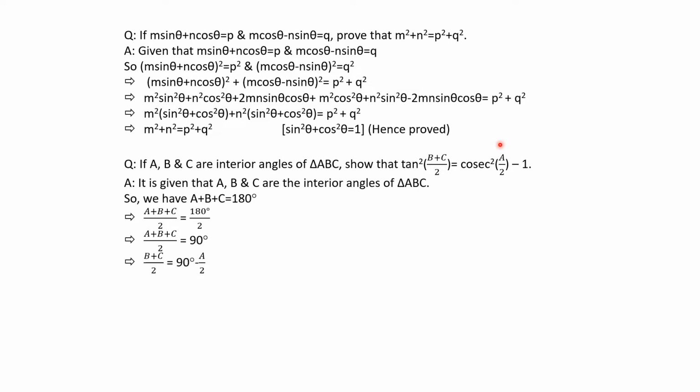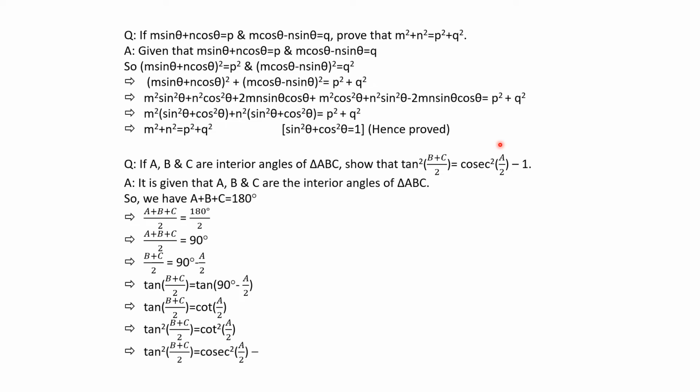Now (B plus C) by 2 equals 90 degrees minus A by 2, or tan of (B plus C) by 2 equals tan of (90 degrees minus A by 2), which is nothing but cot A by 2. On squaring both sides, we get tan square of (B plus C) divided by 2 equals cot square A by 2. But what is cot square theta? It is cosec square theta minus 1. So cot square A by 2 can be written as cosec square A by 2 minus 1. Hence proved.